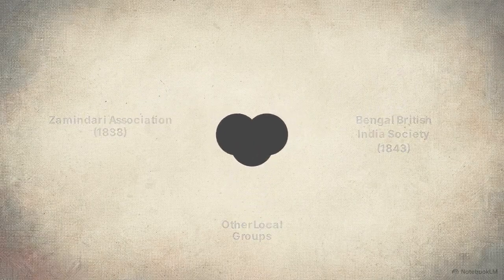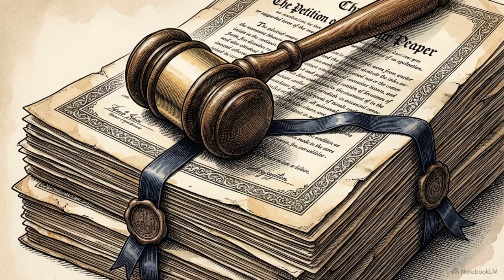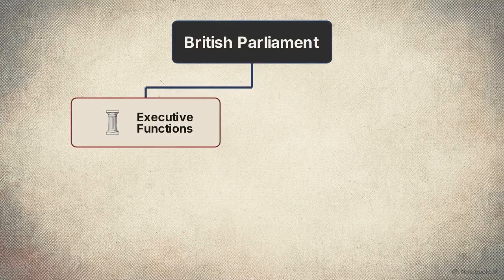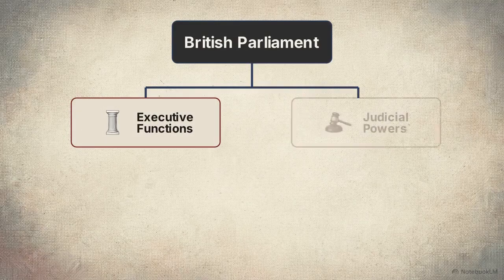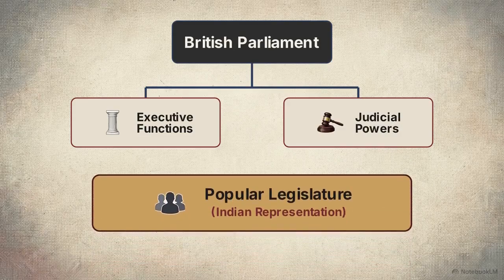By 1851, localized groups merged to form the British Indian Association, shifting the focus from private wealth toward governance. They formally petitioned the British Parliament to establish a popular legislature. Their proposal specifically demanded the separation of executive functions from judicial powers. These early demands proved that a colonized populace could successfully organize to petition the ruling power. It established the precedent for demanding direct Indian representation within the government.